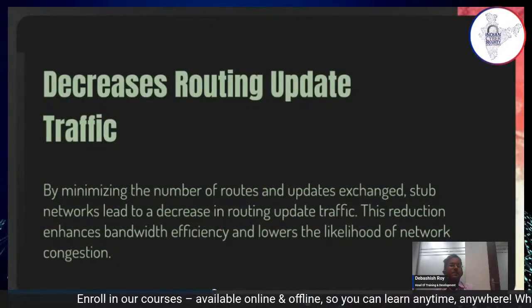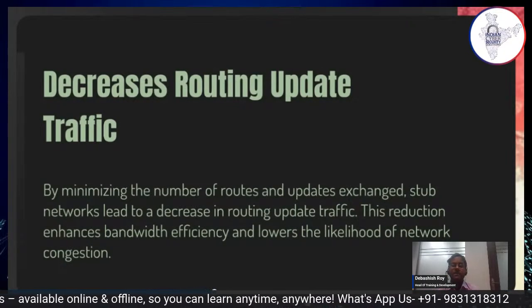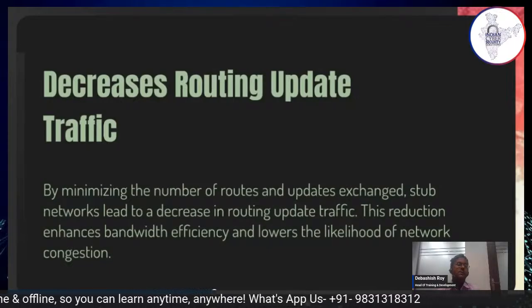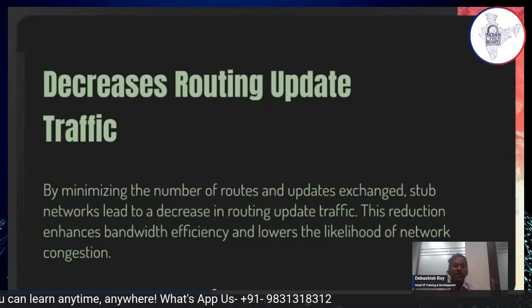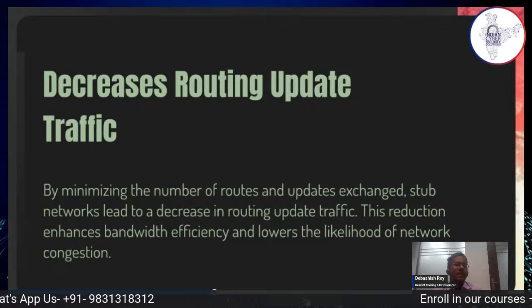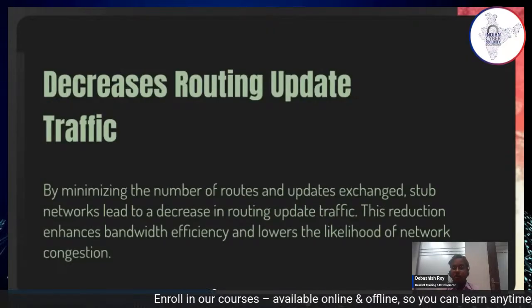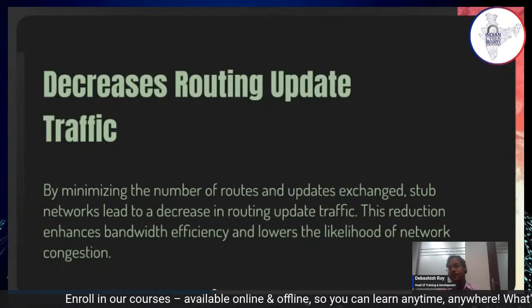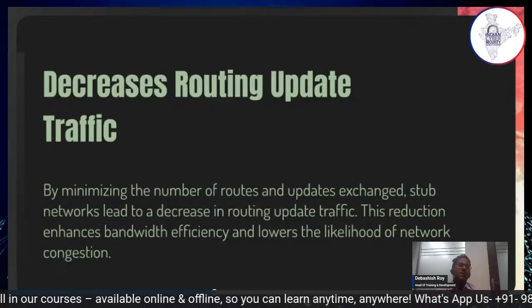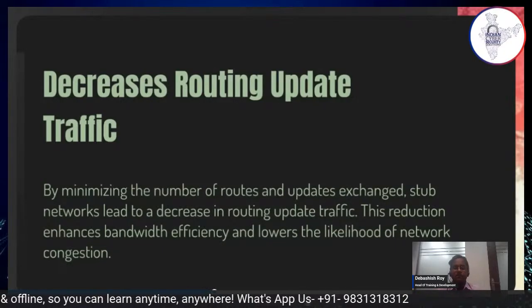Second, it decreases routing update traffic by minimizing the number of routes and updates exchanged. Now, the stub networks lead to a decrease in routing updates because you have to make sure that all the routers participate in the neighbor election, but the routing traffic is minimized. Otherwise, the synchronization time, the convergence time, will increase. This reduction enhances bandwidth efficiency and lowers the likelihood of network congestion.